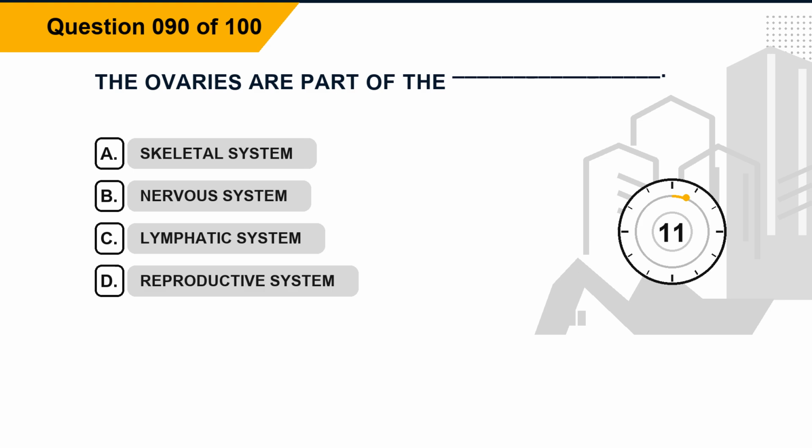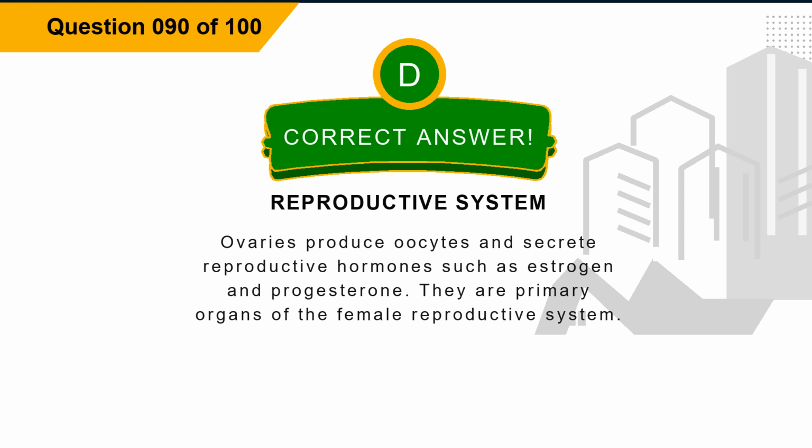Question 90. The ovaries are part of the blank. Option A. Skeletal system. Option B. Nervous system. Option C. Lymphatic system. Option D. Reproductive system. The correct answer is option D. Reproductive system. Explanation. Ovaries produce oocytes and secrete reproductive hormones such as estrogen and progesterone. They are primary organs of the female reproductive system.